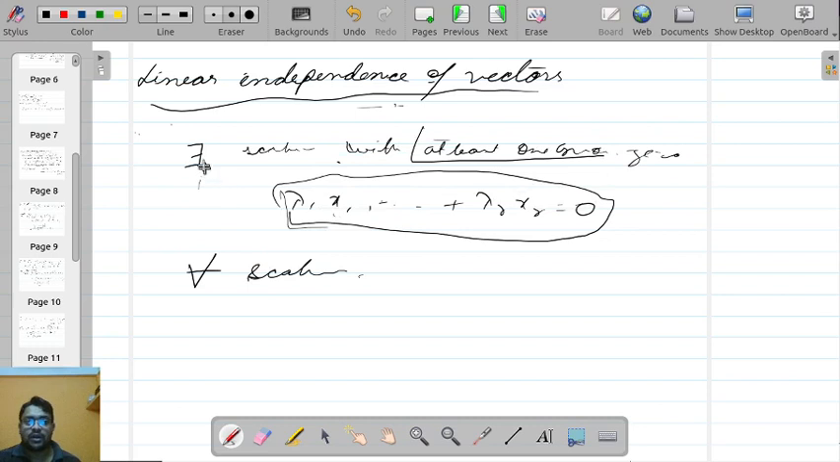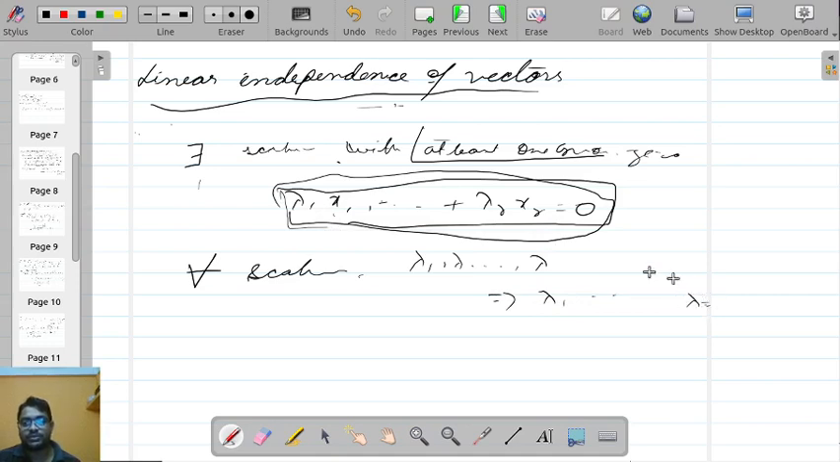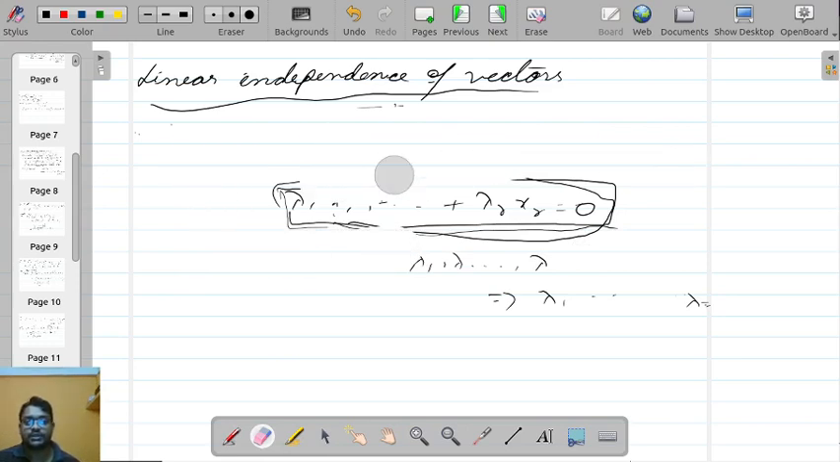So the negation will be: for every scalars lambda 1, lambda 2 up to lambda n which satisfy this, ultimately each of those scalars has to be 0. Those scalars cannot be non-zero. Non-zero scalars cannot satisfy this. So that is what we will write for linear independence in this case.